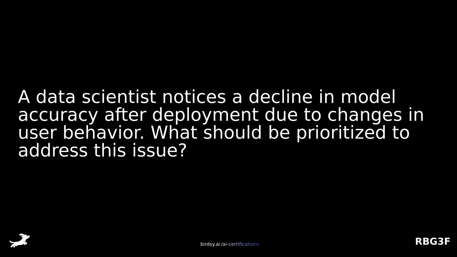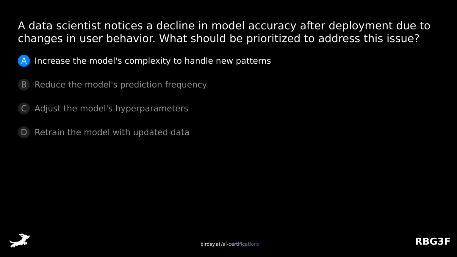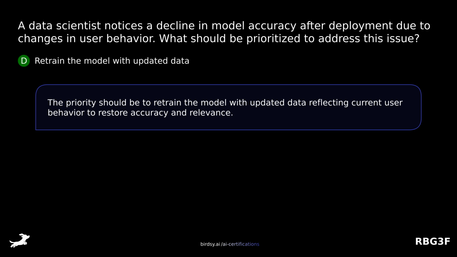A data scientist notices a decline in model accuracy after deployment due to changes in user behavior. What should be prioritized to address this issue? Is it A, increase the model's complexity to handle new patterns, B, reduce the model's prediction frequency, C, adjust the model's hyperparameters, or D, retrain the model with updated data? The answer is D, retrain the model with updated data. The priority should be to retrain the model with updated data reflecting current user behavior to restore accuracy and relevance.